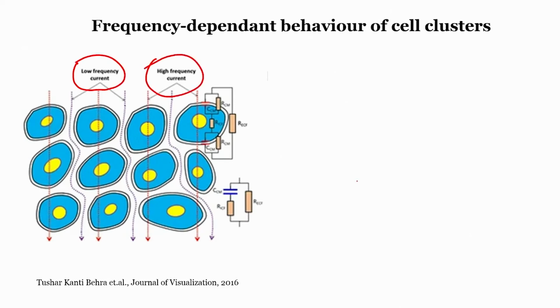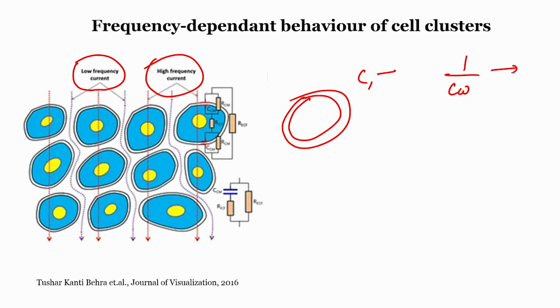Now, what did I tell you? The cell membrane is capacitive, right? So, what is the nature of a capacitor? What is the impedance of a capacitor? Let us say 1 by C omega, right, that is the impedance of a capacitor. Omega is what? The frequency. So, what that means is when frequency is 0, the capacitor offers infinite impedance. Basically, a capacitor blocks DC, correct.